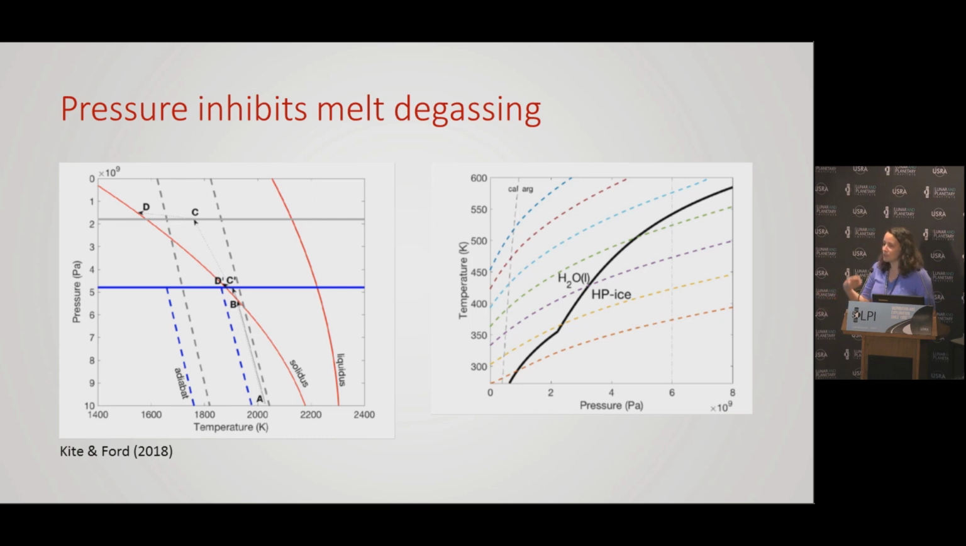The other problem with having too much water on your surface is that you might end up with ice at the base of your ocean. So this is also from Ed Kite's paper, where we're looking at the transition between water and high pressure ice phases. And this is at about half a GPa here, at about 250 Kelvin. So that's not very high pressure. You don't need a whole lot of water to start getting high pressure ice on these water-rich worlds.